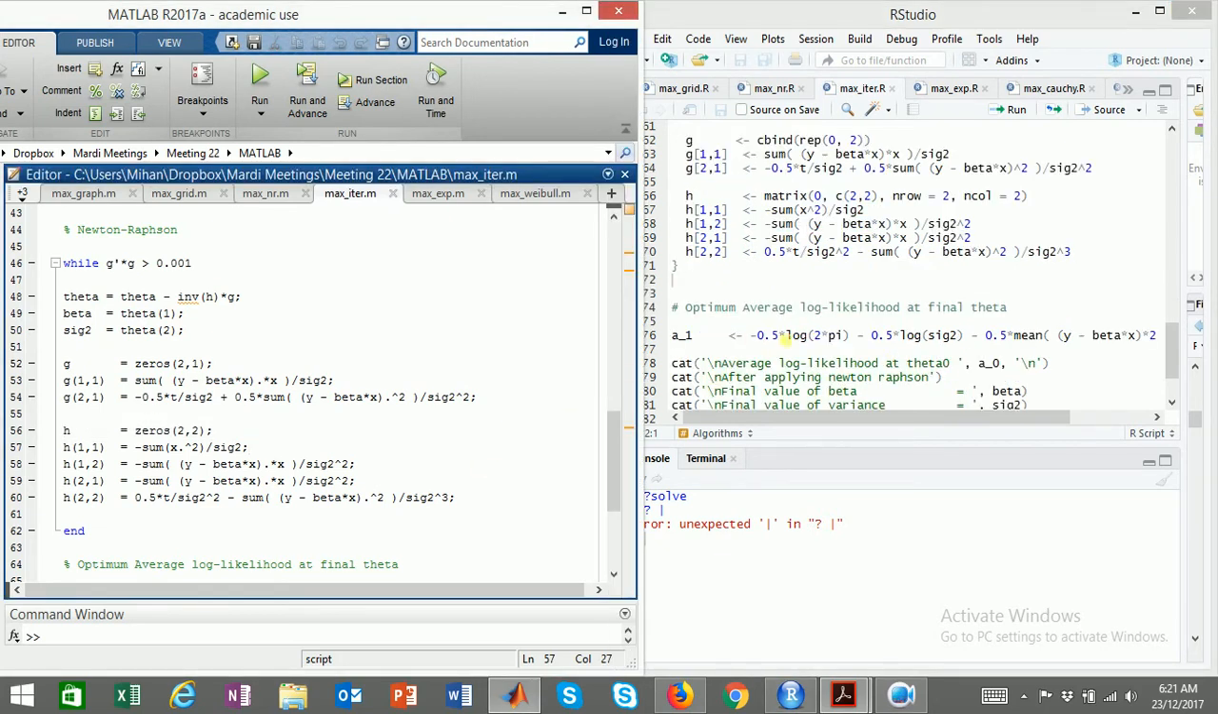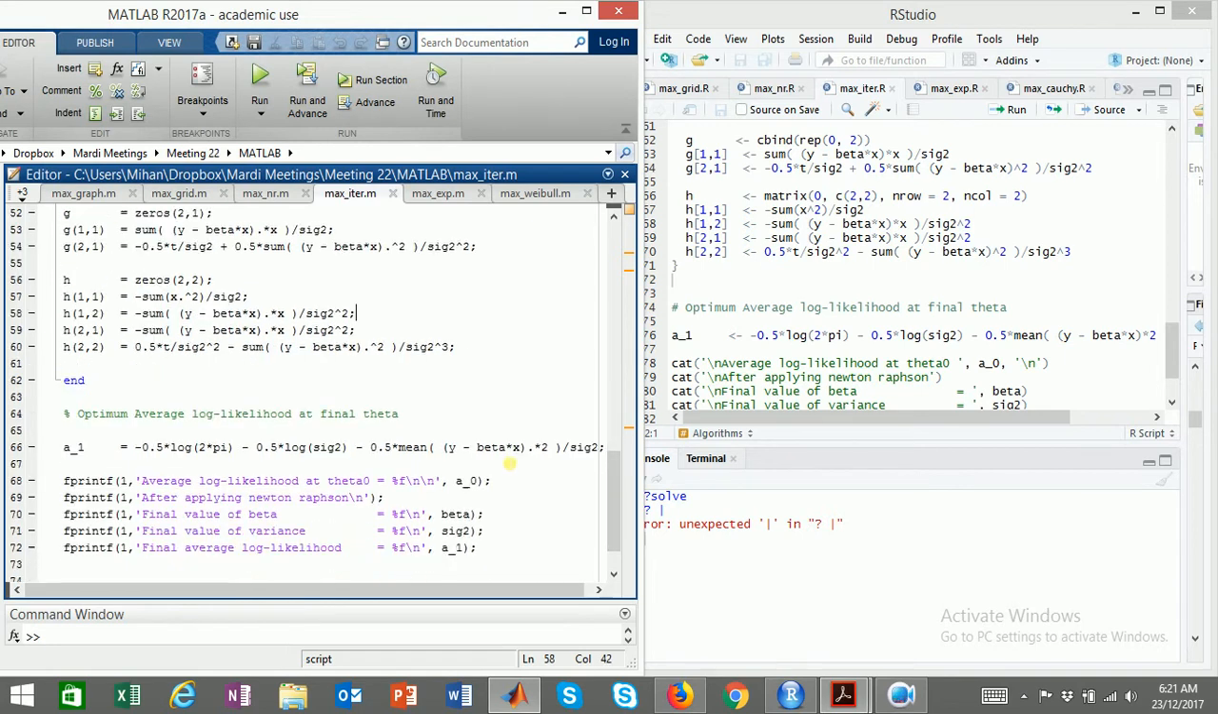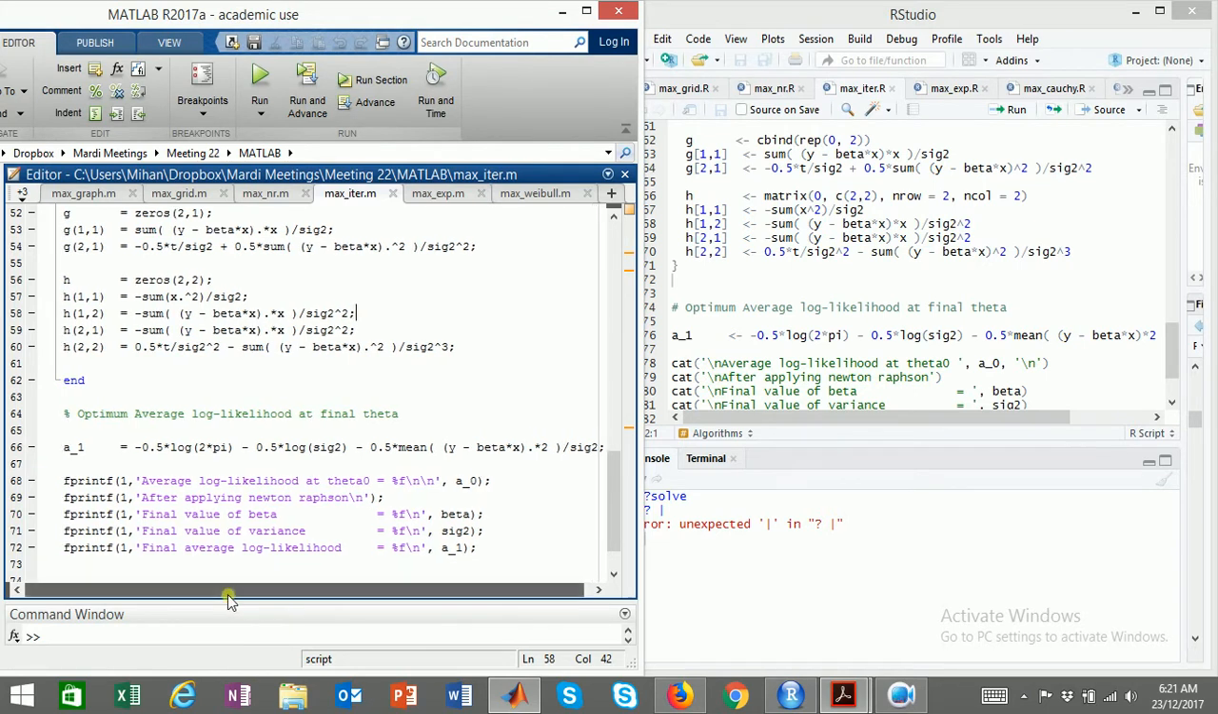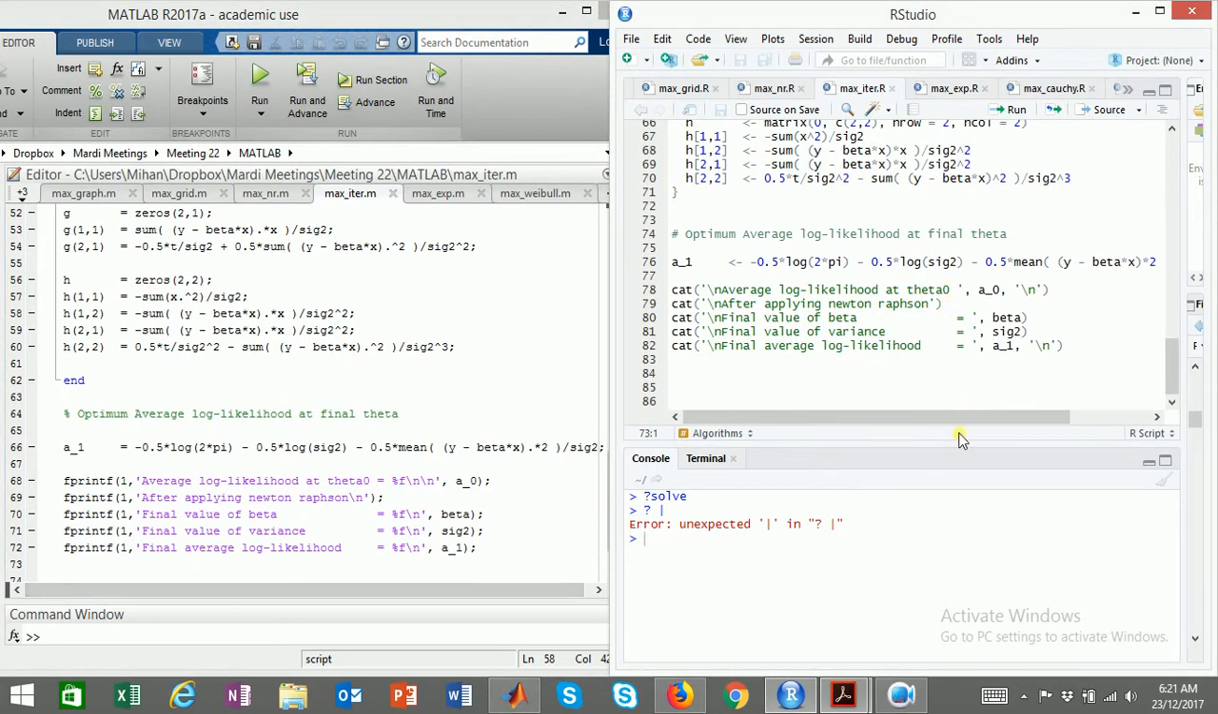There you go. Then the optimum average likelihood function A1 with the calculated sigma square and beta, and then we just represent it, that's all. So with iteration it's a bit different. It was easier with no iterations, but iterations are something that we cannot avoid in most cases.